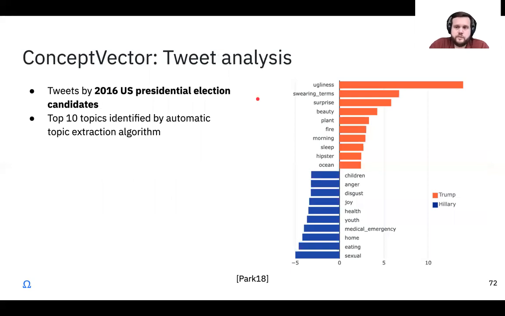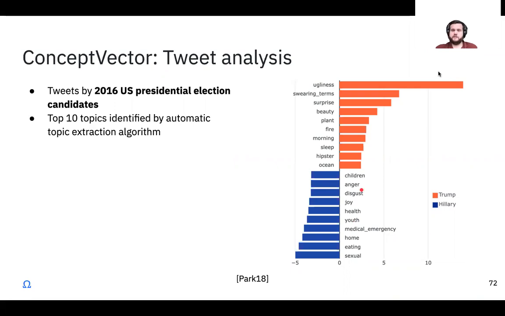So to give you a reason to do this collaboratively, say that we have tweets by the 2016 US presidential election candidates. We have clumped all the tweets together for each of them, and they have run an automatic topic extraction algorithm. For Trump, they have detected ugliness, swearing terms, surprise, beauty, plant, fire, and so forth. For Clinton, they have children, anger, disgust, joy, health, youth, and so forth.